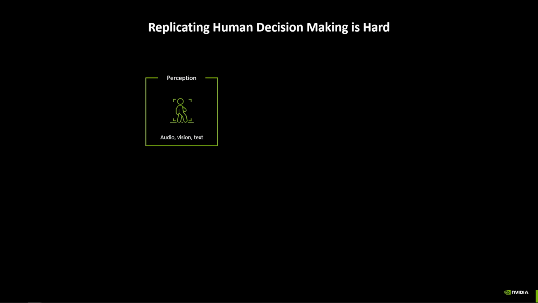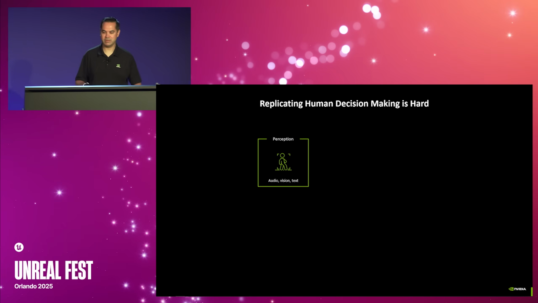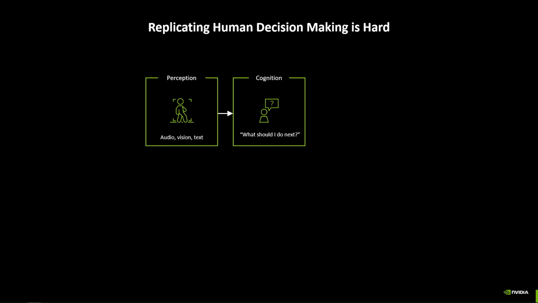First, I'll set the stage and state the obvious: replicating human decision-making is difficult. But let's take a step back and look at what we saw with Project R2X. First, we have to think about perception: giving the machine the ability to understand audio, vision, text, different modalities. Once we give these characters perception, we have to give them the skill of cognition: how to choose what to do next. Cognition could be based on different language models and function calling to reason. So that's the next step.